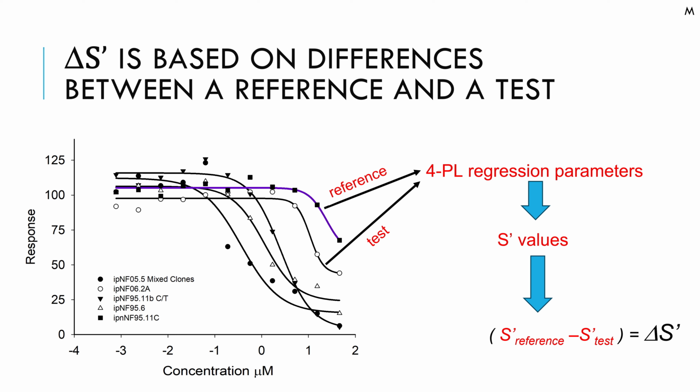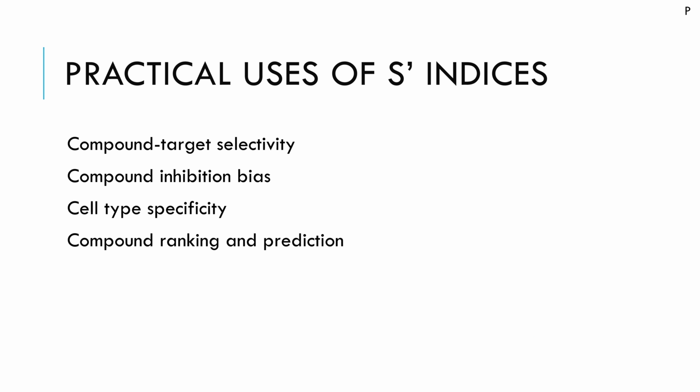But we're saying that we would be able to find this trend of seeing how all these dose response curves are different using this delta S approach. And that's meaningful because it's saying that the cell lines are responding differently whether they're tumor versus non-tumor tissue. So I want to hand it back over to Paul, who will talk about some of the practical uses for these S indices.